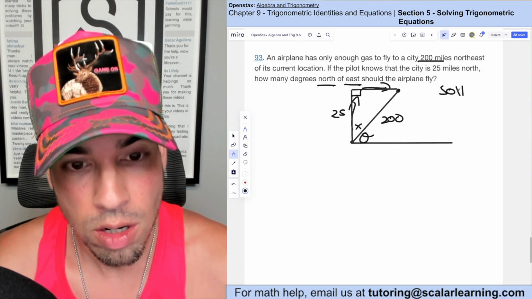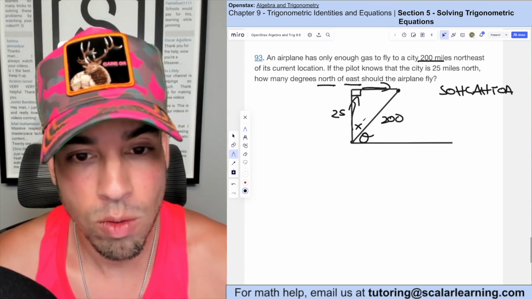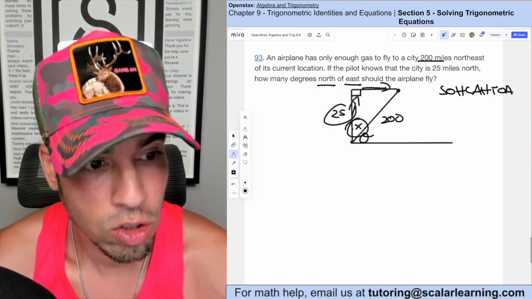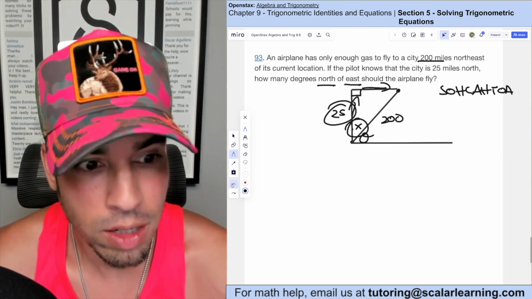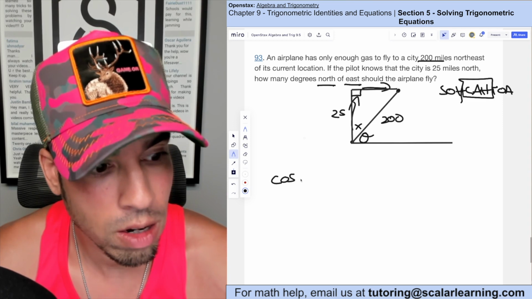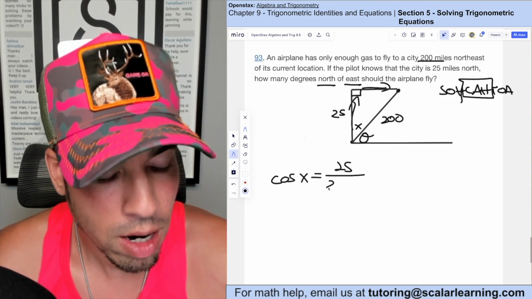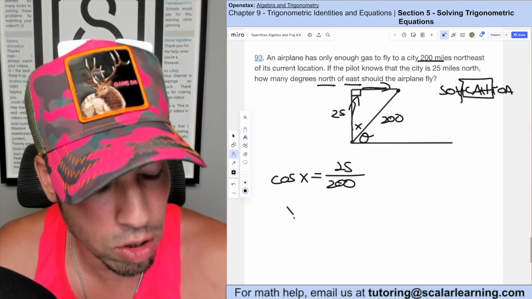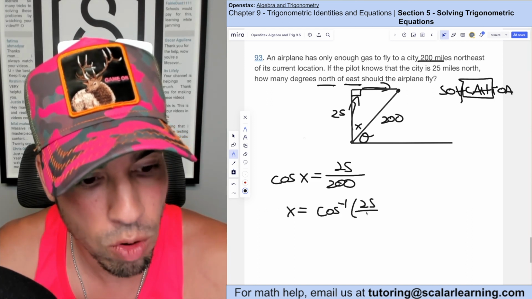Well, let's think about SOHCAHTOA first and recognize what trig function we can take of x that can utilize 25 and 200, aka adjacent and hypotenuse. Well, adjacent and hypotenuse, that's cosine. So I can say cosine of x is equal to adjacent over hypotenuse, right? So then to solve for this, I can take arc cosine of both sides, arc cosine of 25 over 200.